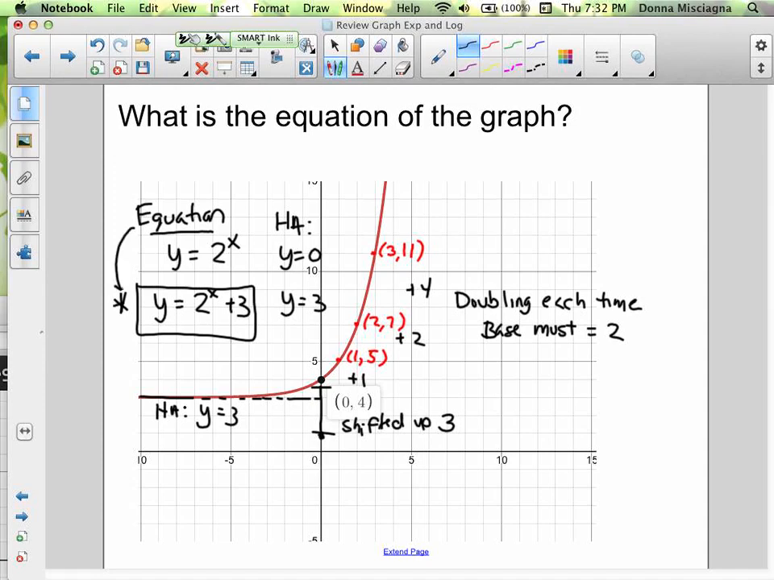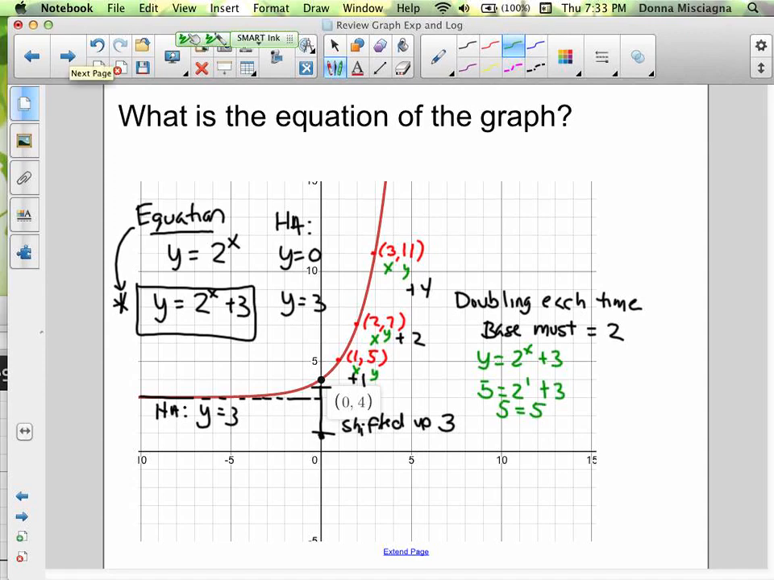So that's our equation. Let's see if it checks out with our points. I'm just going to plug them in, x, y. Maybe I should write the equation over here: y equals 2 to the x plus 3. So 5 equals 2 to the first plus 3. Well, 2 to the first is just 2. So 2 plus 3 does equal 5.